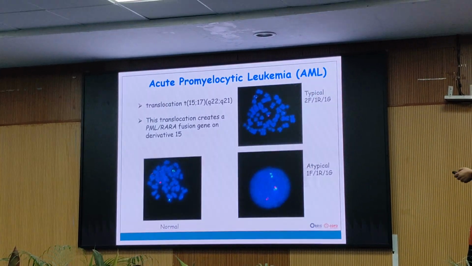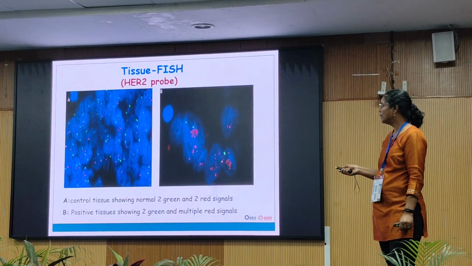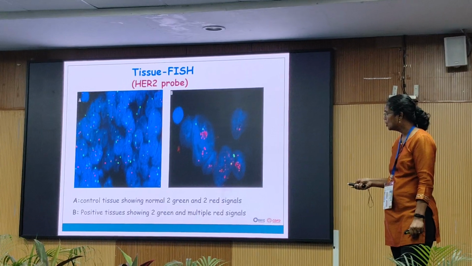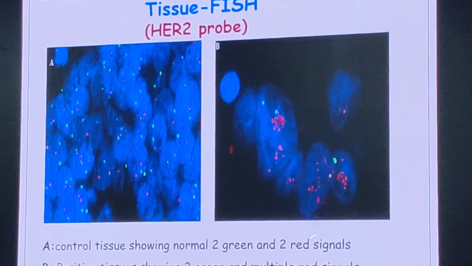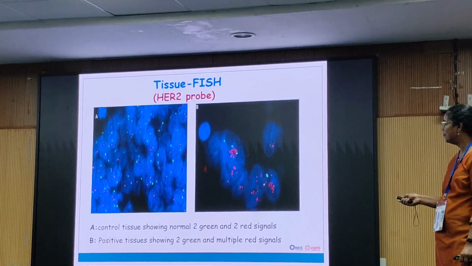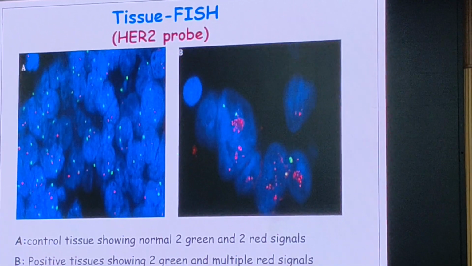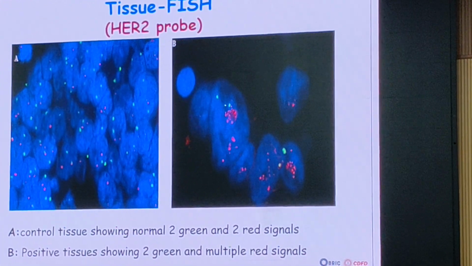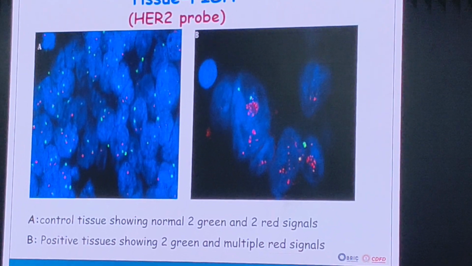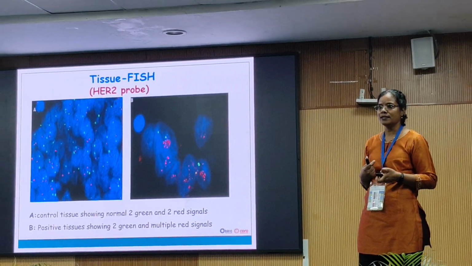And also tissue FISH. So if you see this HER2 probe, in a normal tissue, in every cell you can see 2 red, 2 green, 2 red, 2 green. But when you come here, this is an abnormal positive tissue, you can see the amplification. All the critical region is red, red, red, red. So this is an amplification, and you can see only 2 greens. This is how even tissue FISH matters. So FISH is very, very important when you are reporting in cancers.